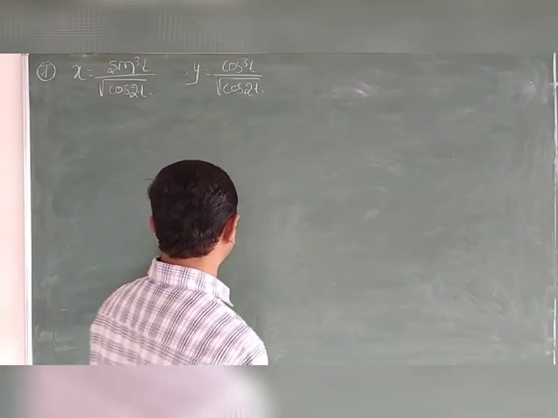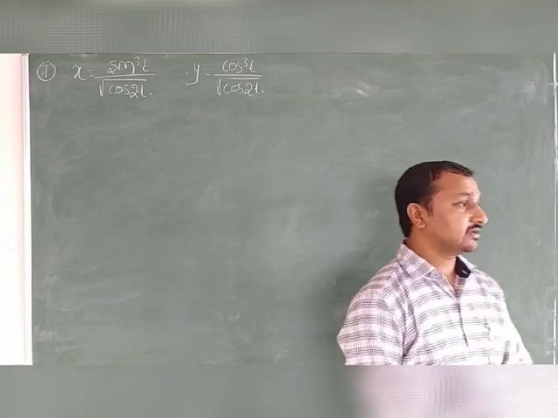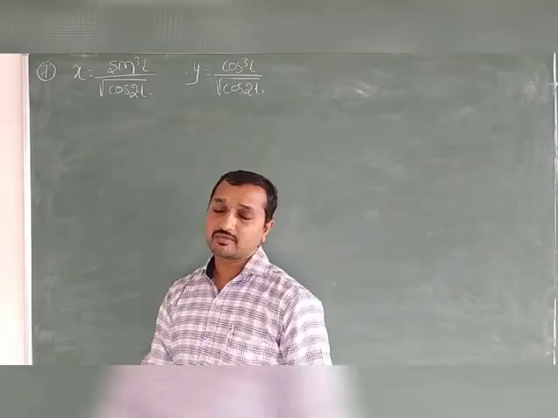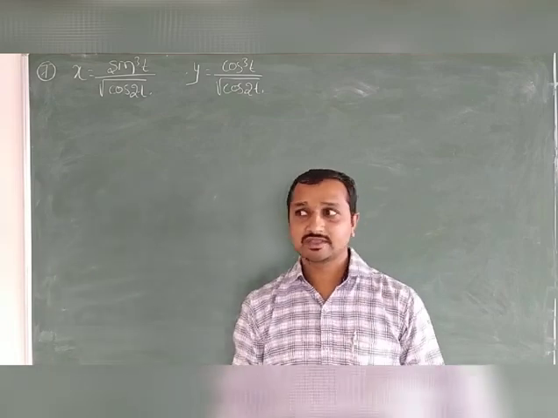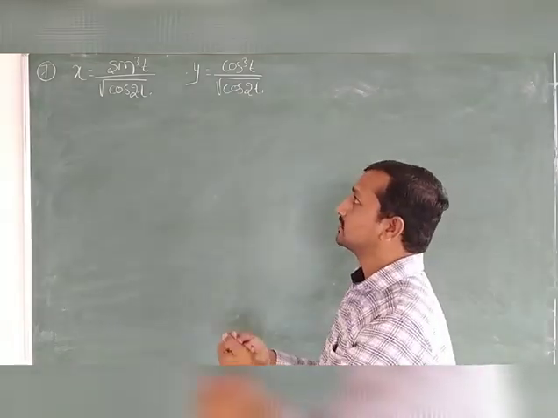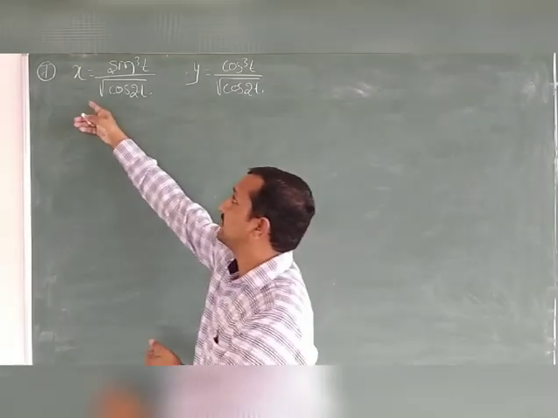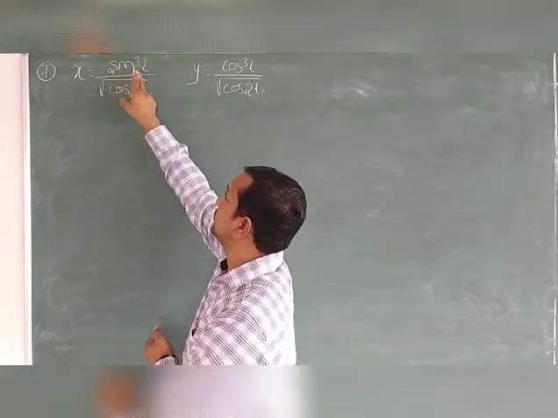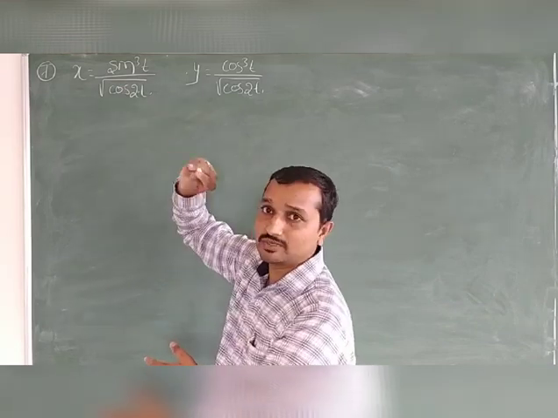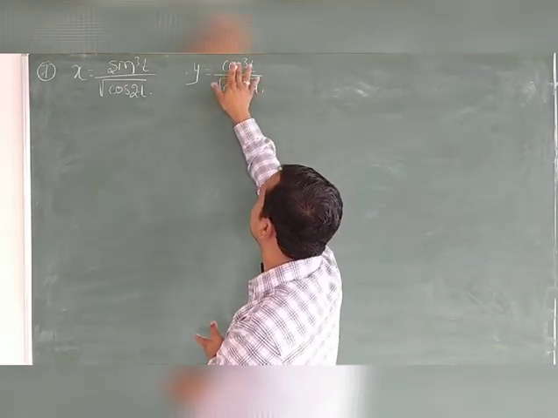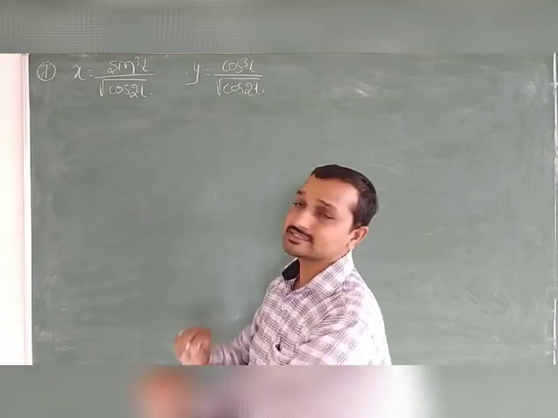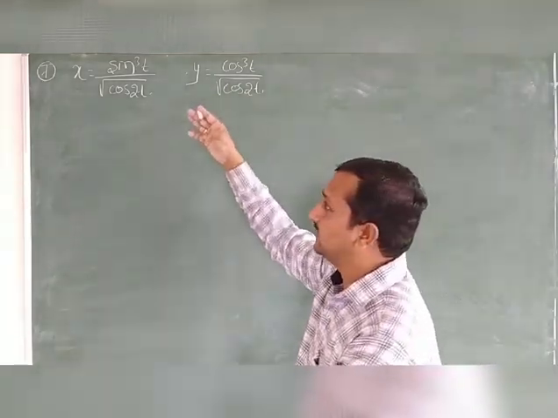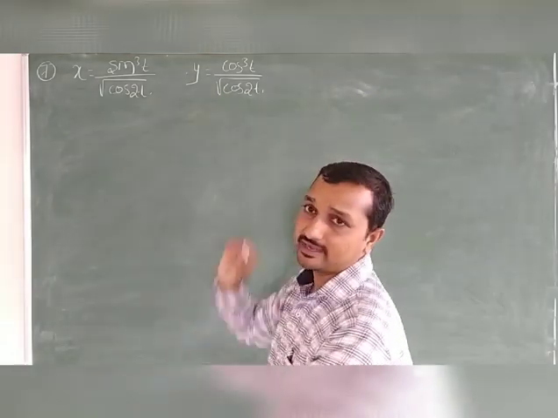So students, this is the last example in the parametric form. This is the 7th example, and I could leave it because it is a very lengthy example, but that's why I chose it as the last example. Here x equals a sin cube t divided by root of cos 2t, and y equals a cos cube t divided by root of cos 2t. Then we solve using the parametric form, finding dx by dt and dy by dt.